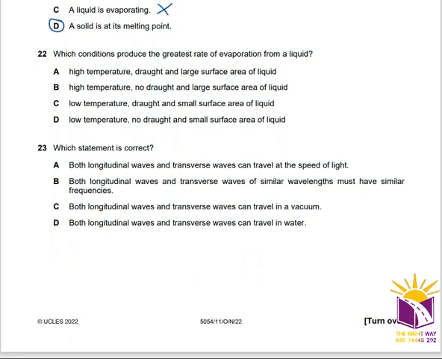Question number 22. Which condition produces the greatest rate of evaporation from the liquid? Higher temperature, draught and large surface area. So A is the right option. So what does draught mean? Draught means the movement of cool air in the atmosphere. So high temperature, movement of cool air and a larger surface area will produce more evaporation.